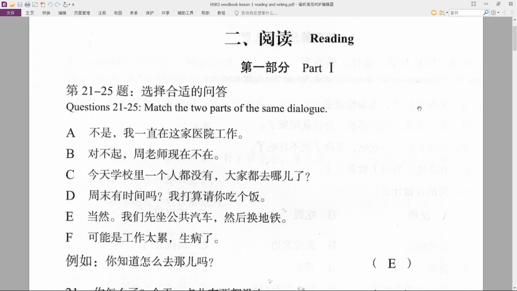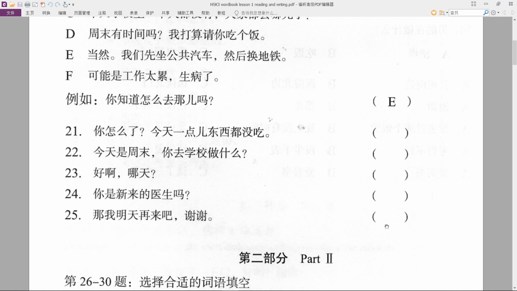Okay, welcome back. Today we're going to have a look at HSK3 workbook lesson 1, the reading part. If we have time, maybe we can also look at the writing part. First of all, part 1, reading: match two parts of the same dialogue. Here, 21 to 25, we have A, B, C, D, E, F. We should put letters in those.